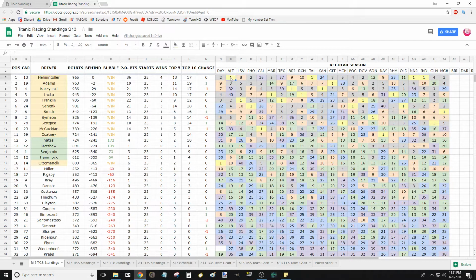If you notice here, the yellow is number 1, and then it'll be gray for positions 2 to 5. 6th to 10th will be orange. 11th to 20th will be green. 21st to 30th will be blue. And then anything 31st or worse will be purple. And these colors change automatically.